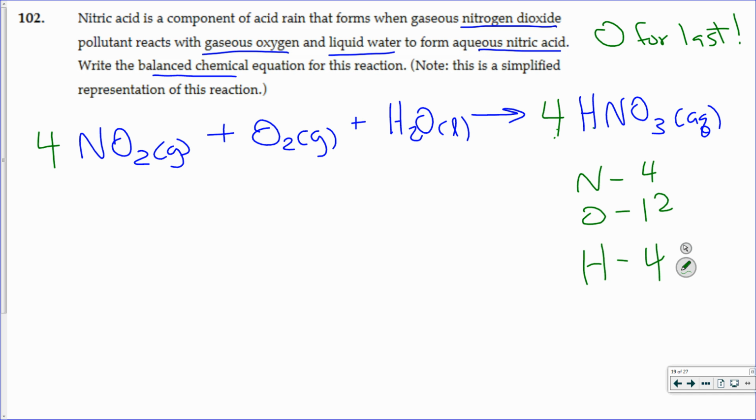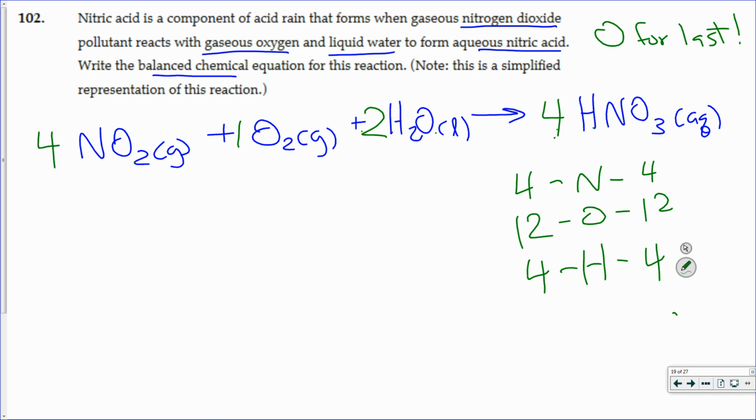So the number of waters would have to be 2. So that gives me 4 on this side. All right, so now maybe I can balance out those oxygens. So again, we've got 12 oxygens on the right. We've got 8, and 2 is 10. We need 2 more, and that would be, if this is a 1, that would make that a 2. All right, so I think that's a balanced reaction.